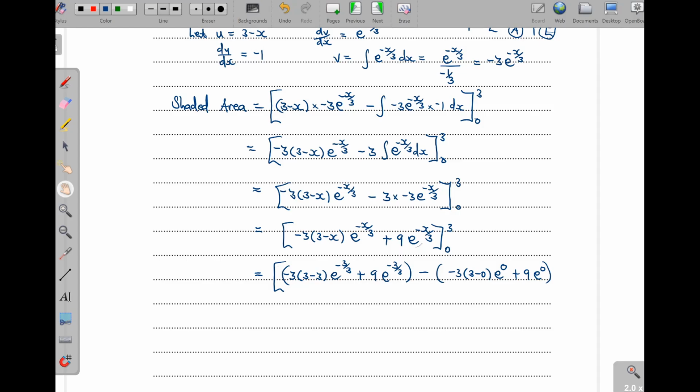Now we simplify here. Of course, 3 minus 3, that one disappears. And then here we shall have 9 e to the power of negative 1 minus, this one here is a negative 9. Of course, e to the power of 0 is a 1. So negative 9, then times negative 1, then that will be a positive 9. And then also this one is a 9, then with the minus here, so minus 9. Of course, that one disappears. That means our answer is going to be 9 e to the power of negative 1, which I can write as 9 over e. And that will be my final answer there.